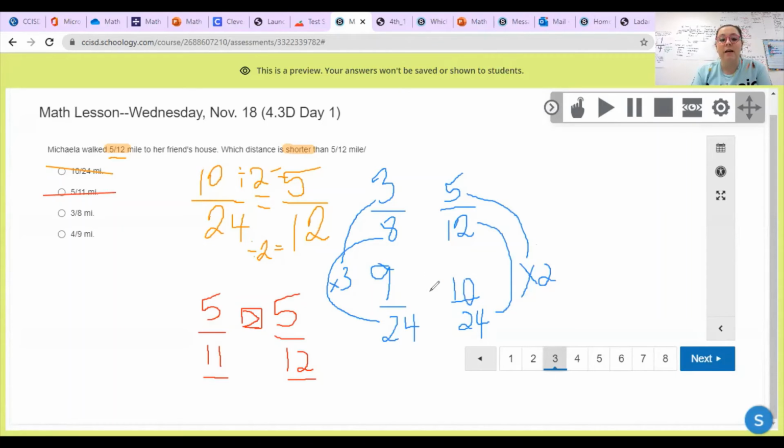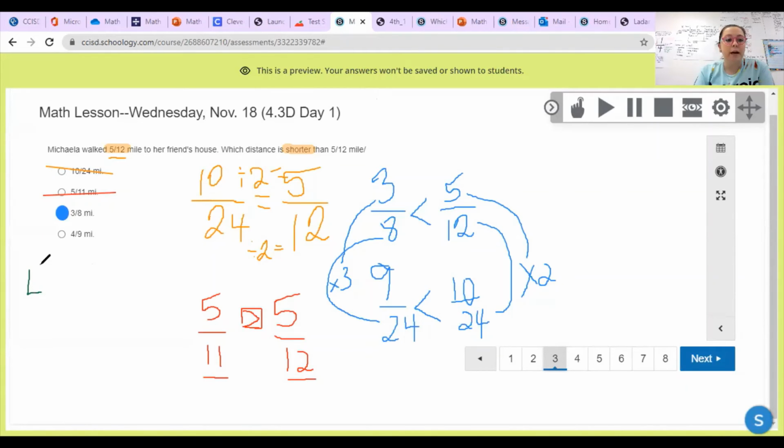Now I see that 9/24 is less than 10/24. And since those equivalent fractions are compared with a less than symbol, that means that our original fractions are also compared with a less than symbol. So I can see that 3/8 is less than 5/12. And that would be our correct answer since we're looking for the one that is shorter than. But remember, we always want to look at all of our answers just to be sure. So let's go ahead and look at 4/9 as well.